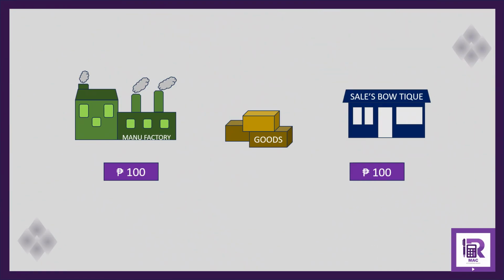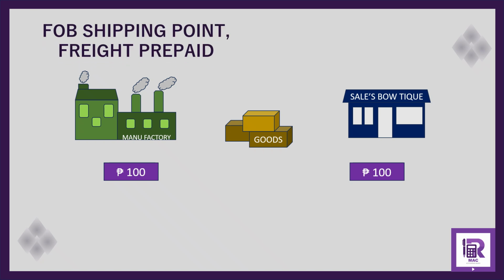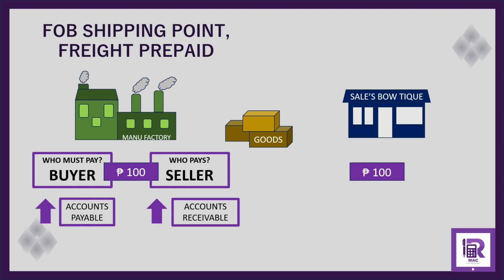What if it's FOB shipping point freight prepaid or FOB destination freight collect? In FOB shipping point freight prepaid, the buyer must pay for the freight, yet the seller shoulders first the payment. So in this case, the seller will increase its accounts receivable that will be collected from the buyer, while the buyer increases its accounts payable to be paid.